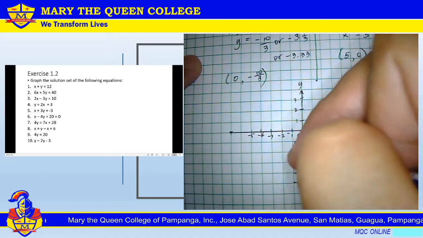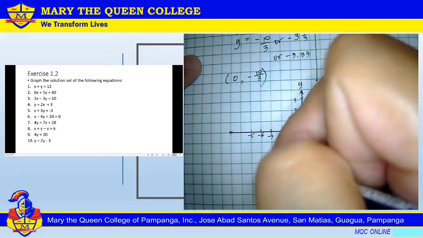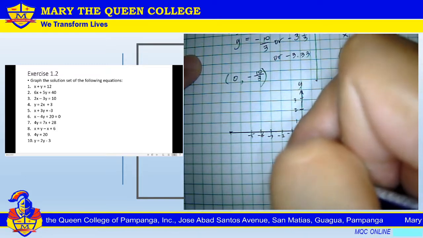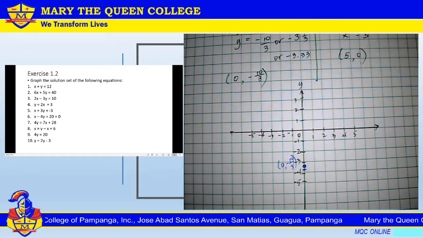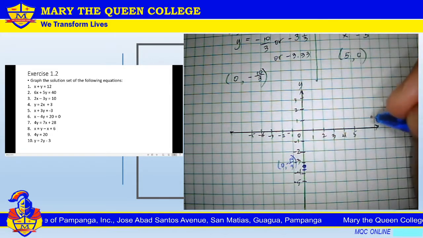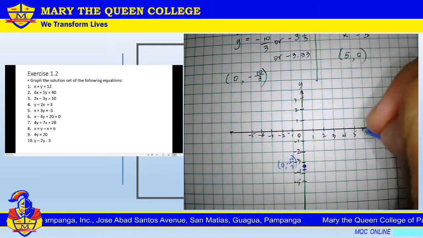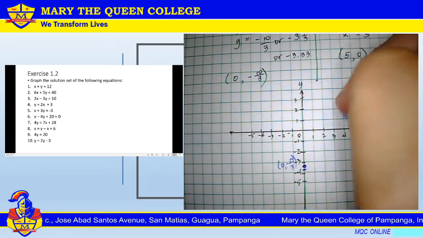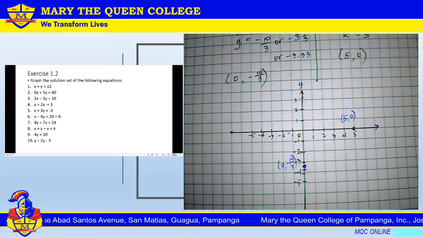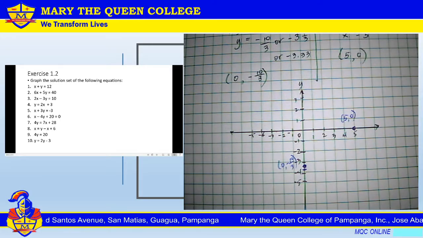Okay? So that is 0, negative 10 over 3. It's here. Okay? And then the other one, we have 5, 0. X is 5, y is 0, so it is here. So we have 5, 0. And then we will now connect the points.